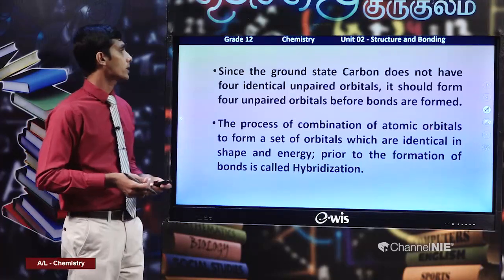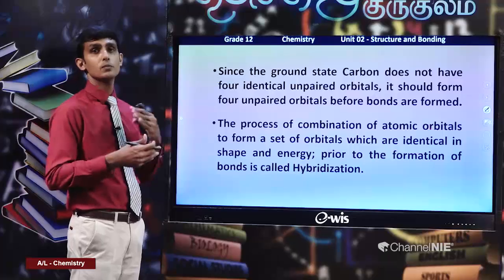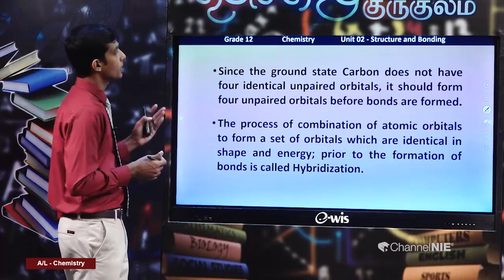So, since the ground state carbon does not have 4 identical unpaired orbitals, it should form 4 unpaired orbitals before the bonds are formed. This process of combination of atomic orbitals with different energies and shapes to form a set of orbitals which are identical in shape and energy prior to the formation of bonds is called hybridization. So, this particular process is called hybridization.